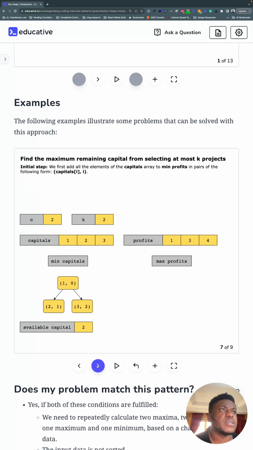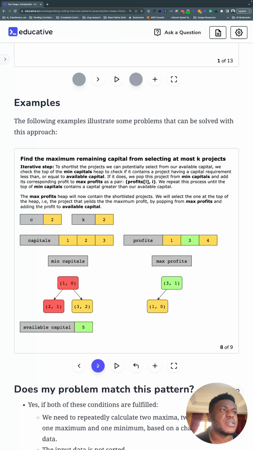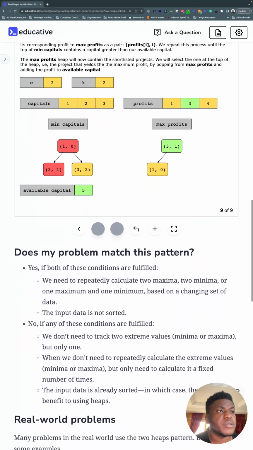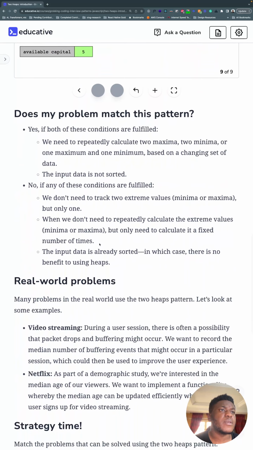I mean, you can read this if you want, but I feel like the explanation will do a better job at explaining things. So if you need to repeatedly calculate 2 maxima, 2 minima, or 1 maximum and 1 minimum, then you need this pattern. If you don't need to track 2 extreme values, that is minimum or maximum values, but only 1, you probably don't need 2 heaps. If you only need to calculate the extreme values a fixed number of times, then you don't need 2 heaps. If the data is already sorted, then there's no benefit to using heaps.